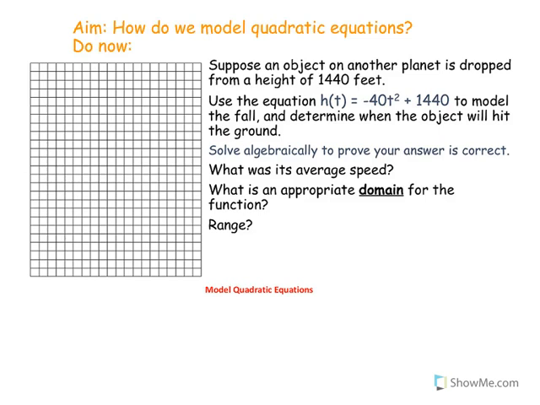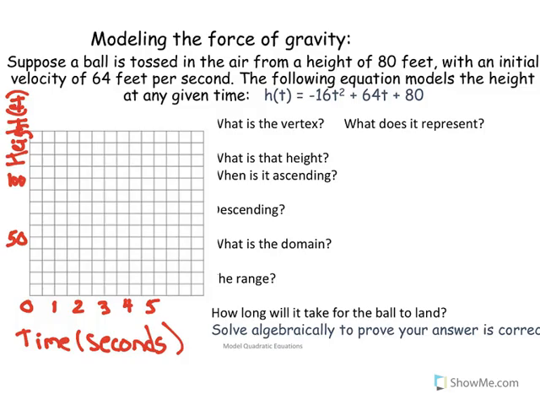Today we're going to take the next step, which is going to be actually throwing the object up in the air. So let's take a look at this one, right? It says a ball is tossed in the air from a height of 80 feet with an initial upward velocity of 64 feet per second. The following equation models the height.